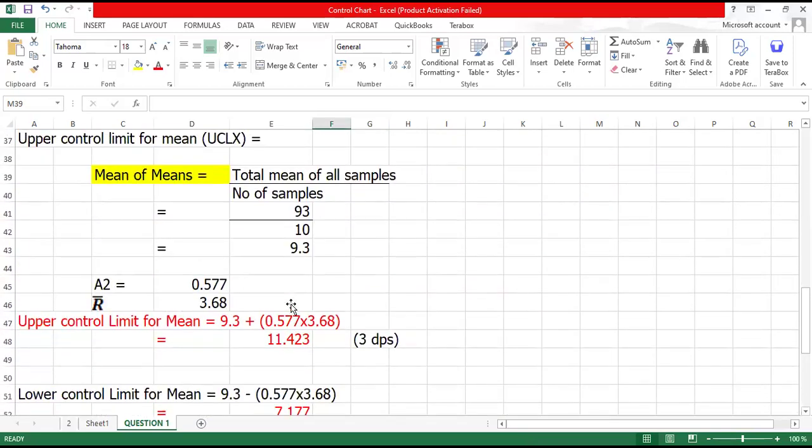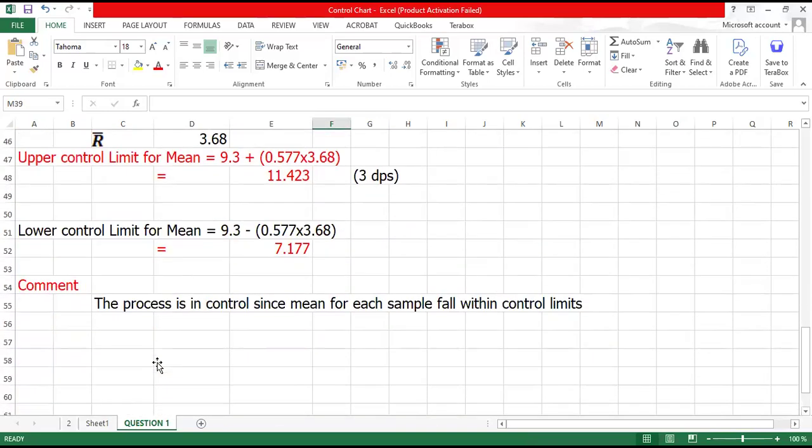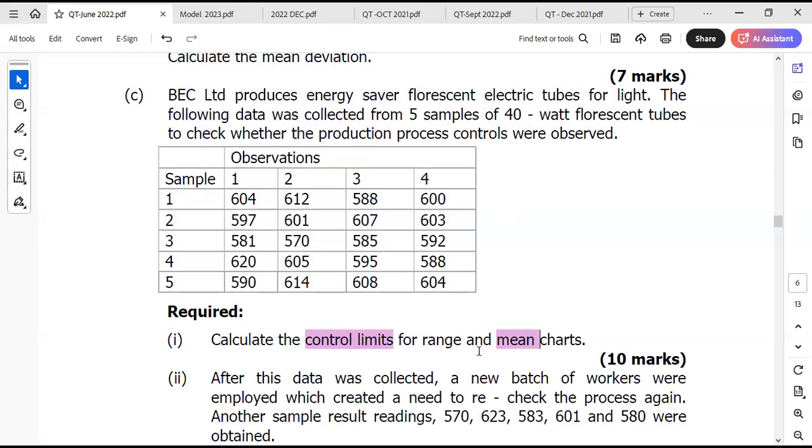Any question about how we get upper control limit? Here you are told to calculate the control limits for range and mean charts. What does this mean? It means that you need to look for upper control limit for range, lower control limit for range. After that, you go ahead and look for upper control limit for mean, then also lower control limit for mean. 10 marks.